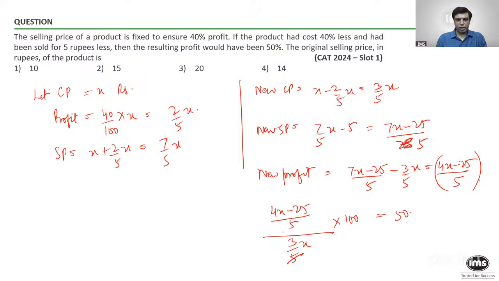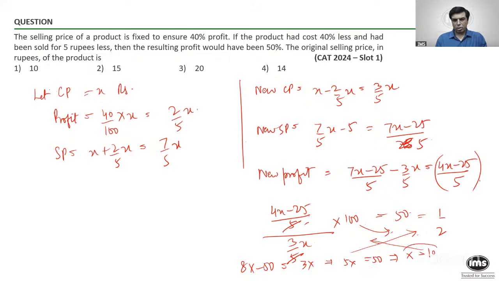This gets cancelled. Okay. And then now we can take 100 on the other side first of all. So 50 by 100 becomes 1 by 2. And now you can cross multiply. So what we are saying is 8x minus 50 is equal to 3x. Which means 5x is 50 and x is 10. So x was our cost price and selling price is 7 by 5 x. 7 by 5 into 10. That is 14 rupees. This is the answer.